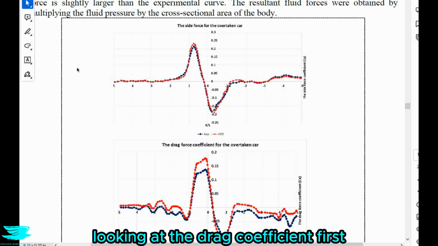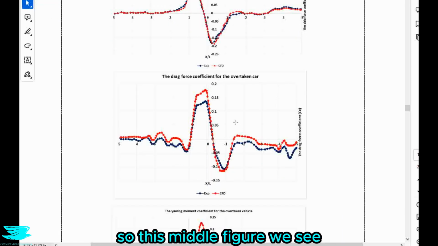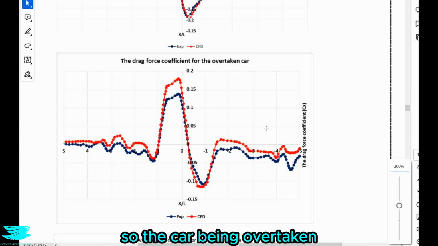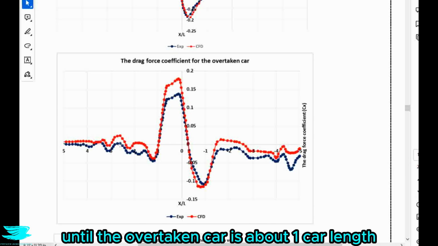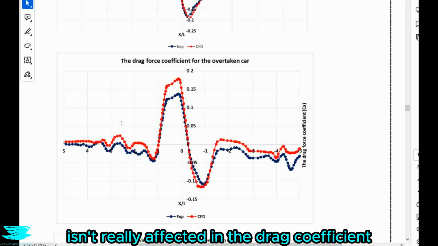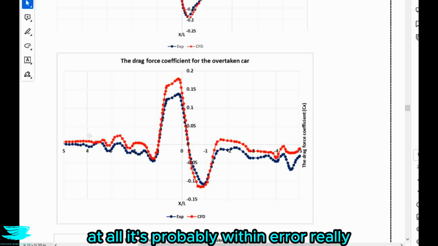Looking at the drag coefficient first, so this middle figure, let me zoom in a bit actually, here we go. We see that the car being overtaken doesn't see much of a change in the drag coefficient until the overtaking car is about 1.5 car lengths downstream of it, so about here. So when the overtaking car is a few car lengths downstream, the car being overtaken isn't really affected in the drag coefficient at all. It's probably within error really.